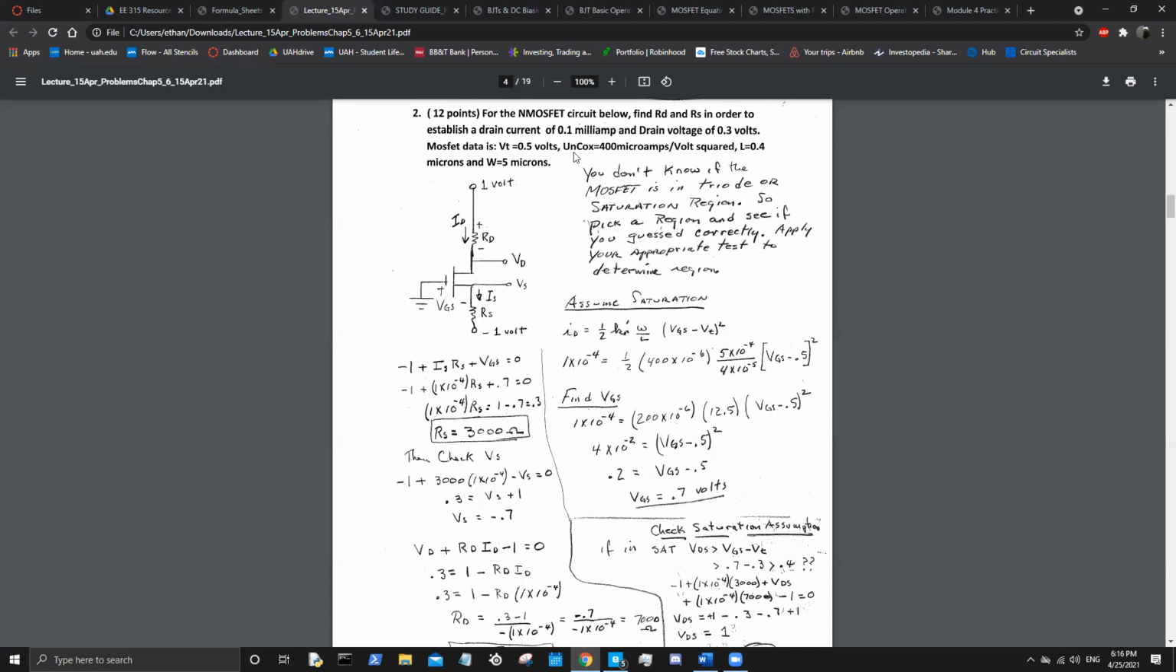And just so you know, it's prime, so the KN would just be that times W over L. Then we have L as 0.4 microns and W as 5 microns. So that ratio, W over L, is going to be 5 microns divided by 0.4 microns. Microns is 10⁻⁶ meters, so that's units of length.